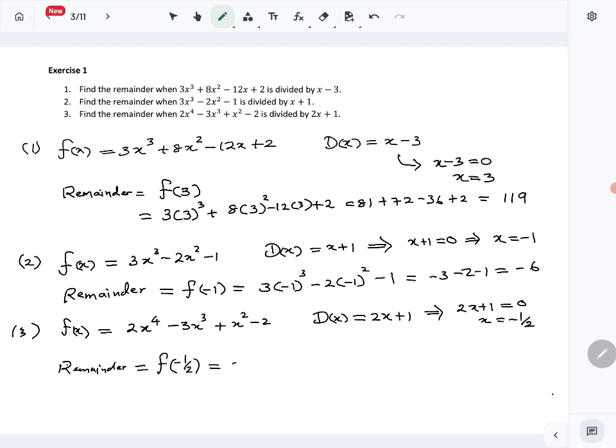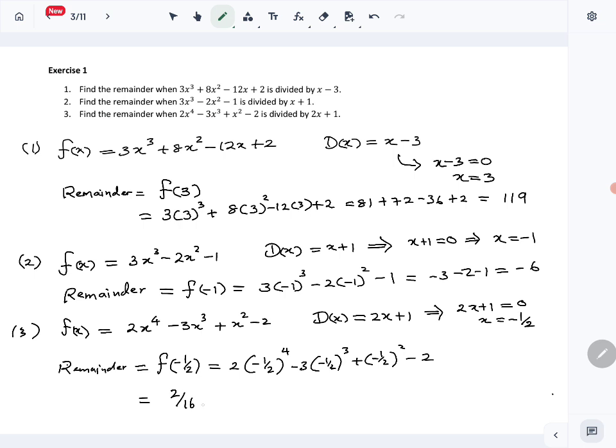So substitute and simplify. 2 times minus half to the 4, minus 3 times minus half cubed, plus minus half squared, minus 2. Right, simplify.